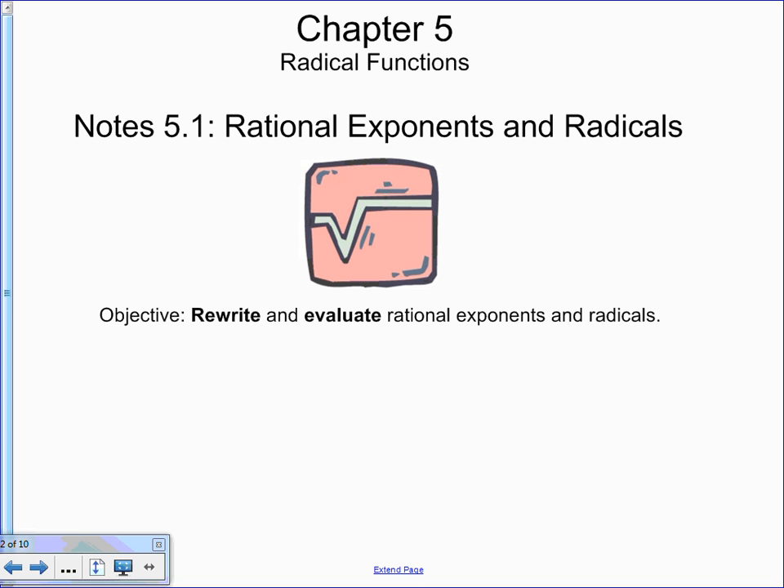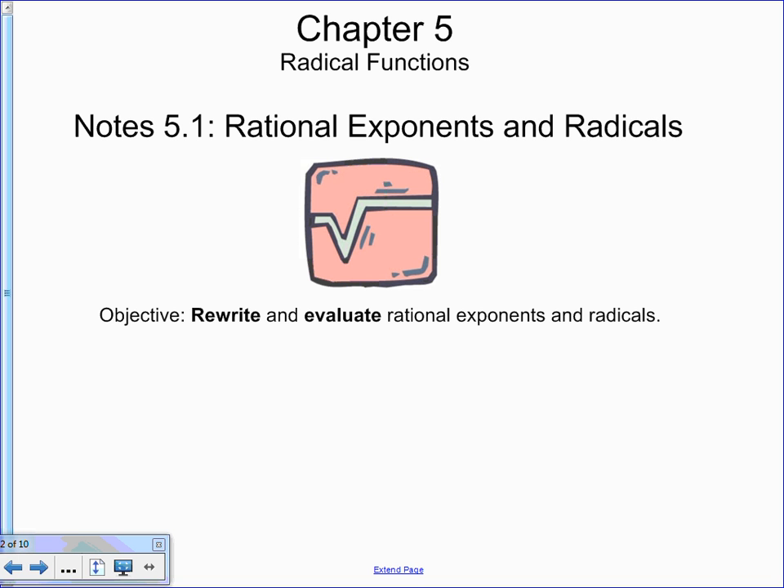And today we really want to be able to understand how a rational exponent and a radical work together, because they're really the same things. And then we can rewrite from one form to another so that we can also evaluate things, and that will be helpful later on when we're solving.